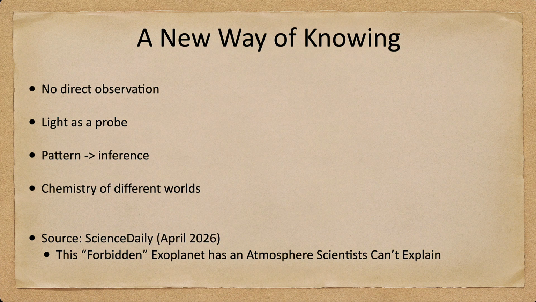We often imagine exploration as something direct, seeing, landing, touching. But for distant worlds, we rely on something more subtle. A small fraction of starlight, filtered through an atmosphere, can reveal the composition of an entire planet. Not because we observe it directly, but because we've learned how to interpret the signals it leaves behind.